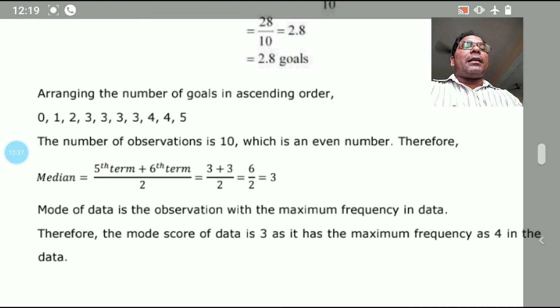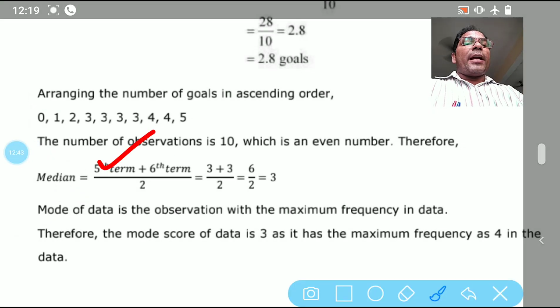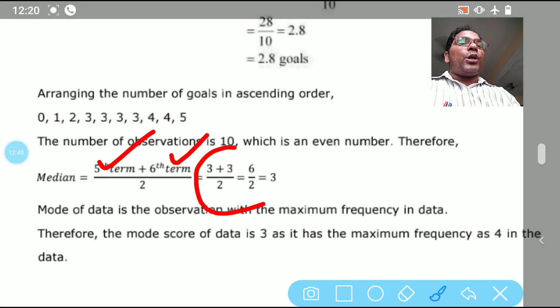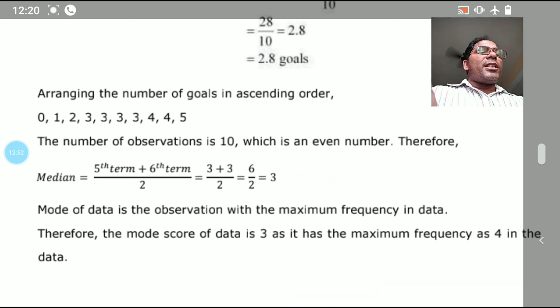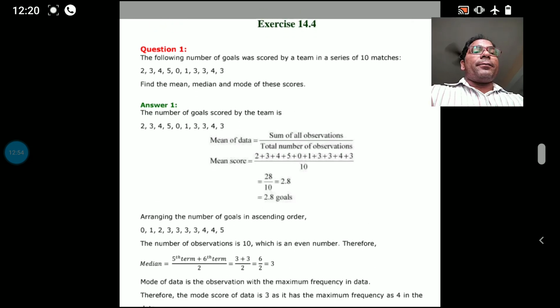There will be 2 middle terms when the number is even. The 5th and 6th terms, these 2 terms will give the median. So 3 plus 3 upon 2, the average, we can find of the 2 middle terms, that is the median. So this is the way to find the median.